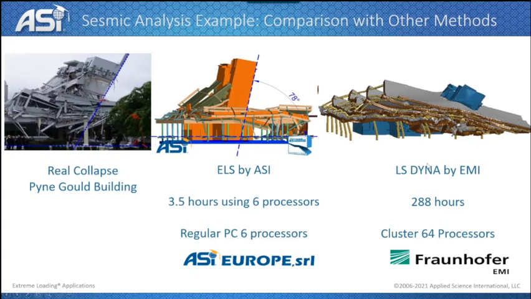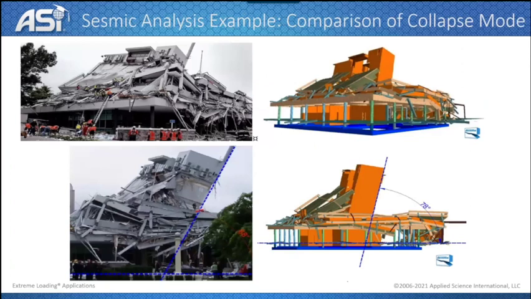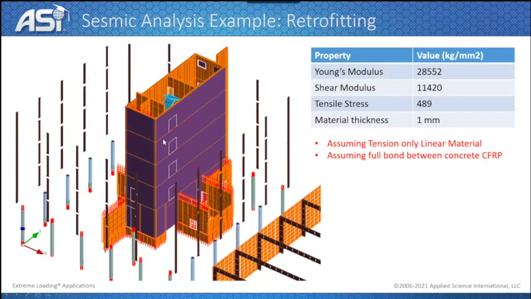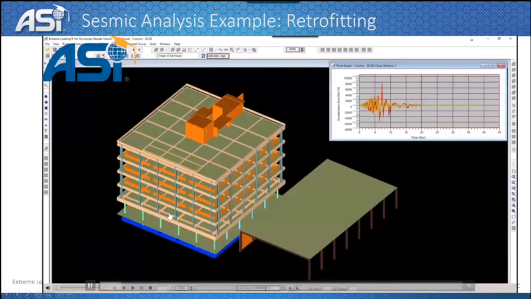So we see here that LS-DYNA could not get the same results as the real case. Plus, it took 288 hours for the solver to finish this analysis using a supercomputer. Our analysis took only 3.5 hours using a 6-processor machine, which is now like a regular computer. We also did strengthening for the core of the building using FRP, and we see from the analysis that the building could survive this earthquake.